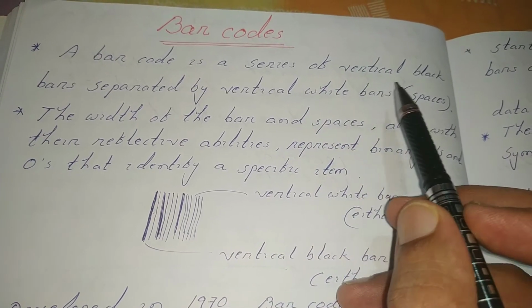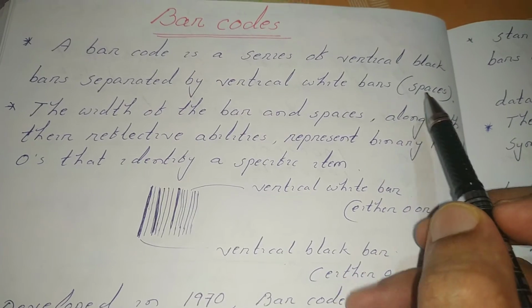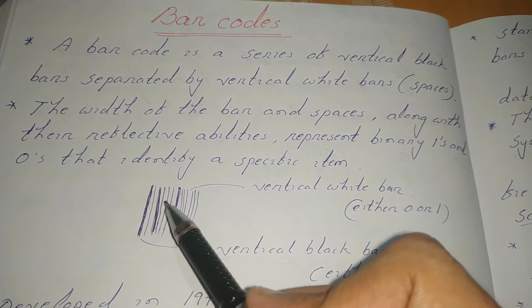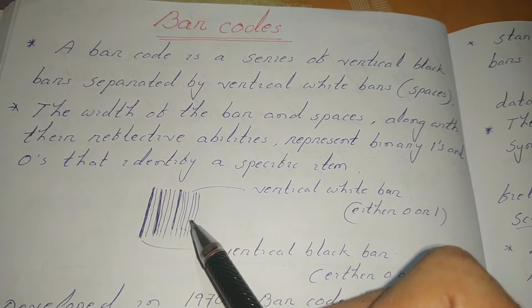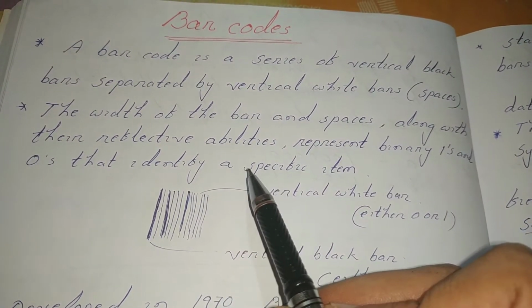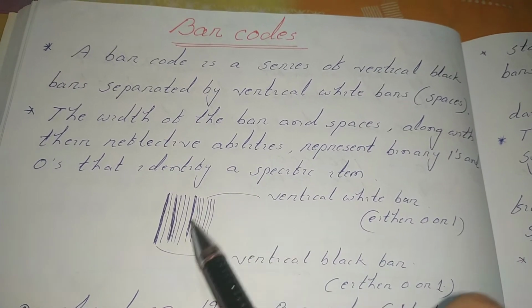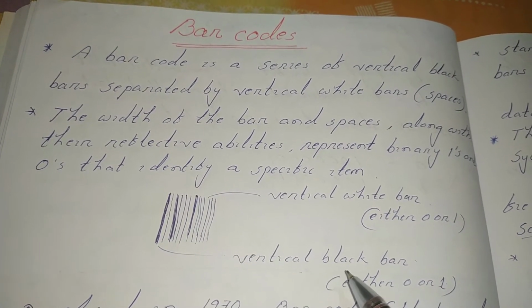A barcode is a series of vertical black bars separated by some vertical white bars, or you can say spaces. See here, some vertical bars are drawn as well as the spaces or white bars that represent the information about a product. And the width of the bars and the spaces, along with their reflective abilities, represents whether that bar or space represents a 1 or 0.